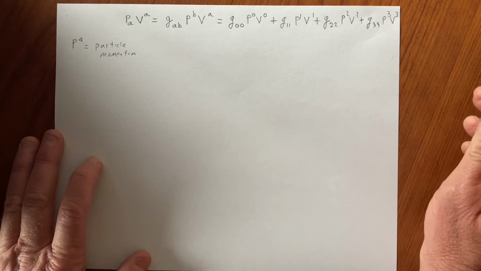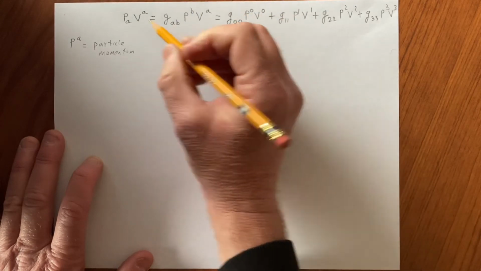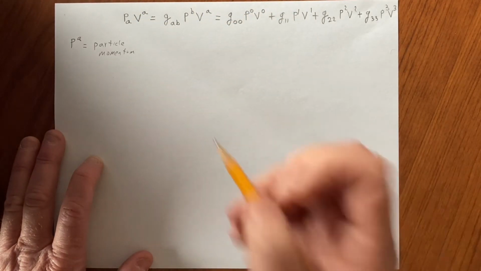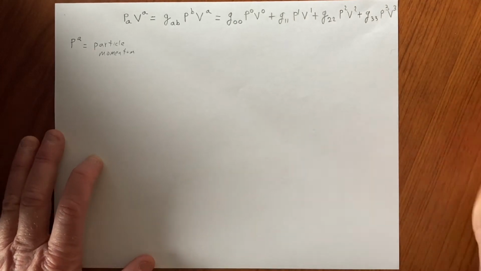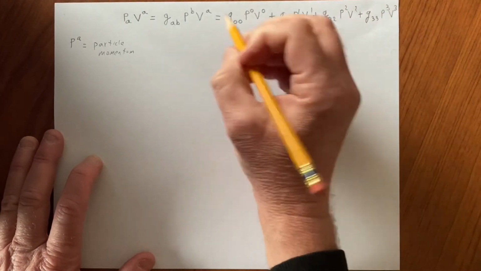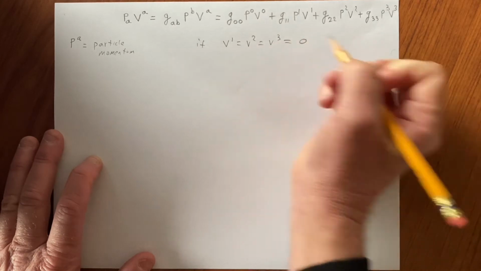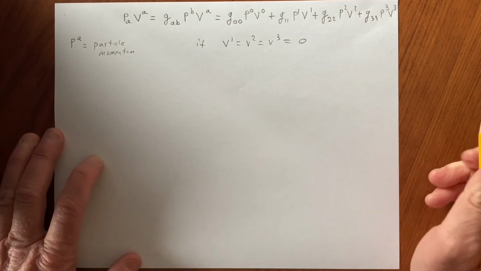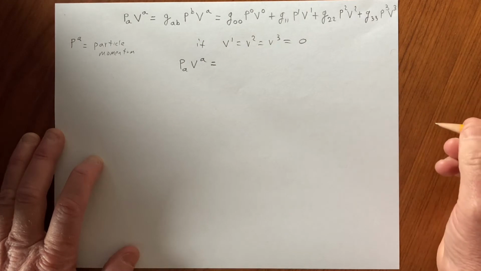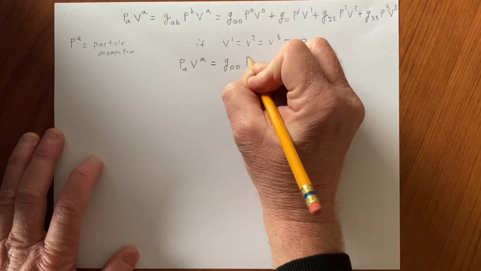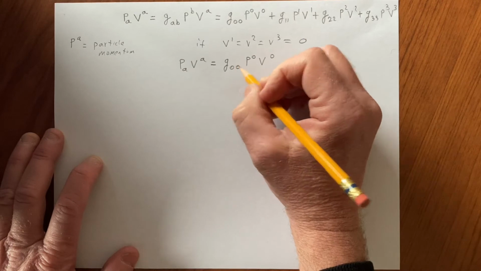But let's say that the observer, so the four-velocity of the observer, so the observer is stationary, so the observer has 0 values of V1, V2, V3, so this could be X, Y, and Z. And so this becomes, so if V1 equals V2 equals V3 equals 0, so this is a particular observer, then P_A V^A becomes just G00 P0 V0, and the metric term is -1.